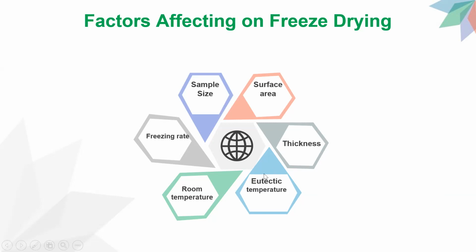Eutectic temperature is also very important. You should know the eutectic temperature of the sample. If the sample goes to a temperature above the eutectic temperature, it will cause melting of the sample. Room temperature also affects the freeze drying process, and it should be kept at 25 degrees centigrade. Above this temperature, it will cause melting of the sample. That means refreezing is required and further time is required for freeze drying.